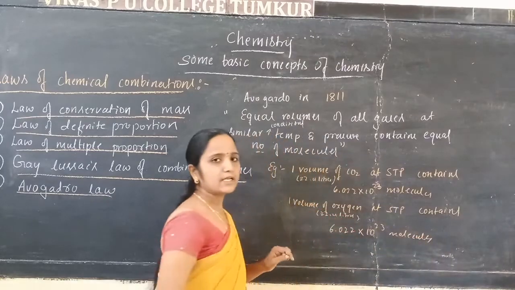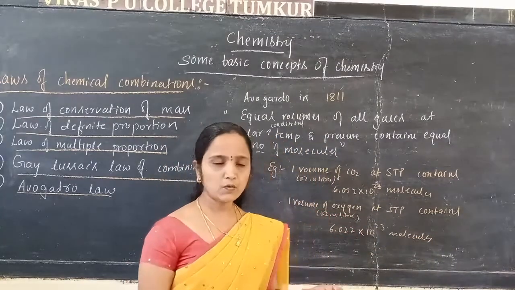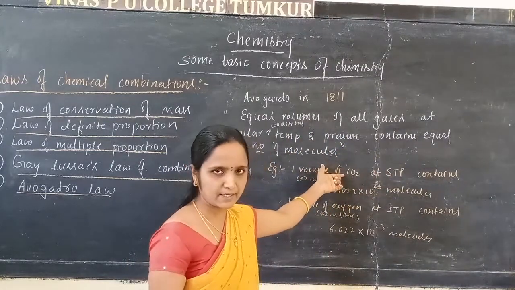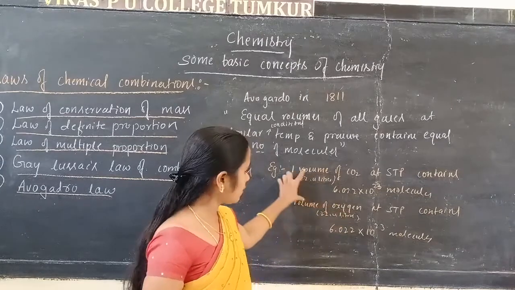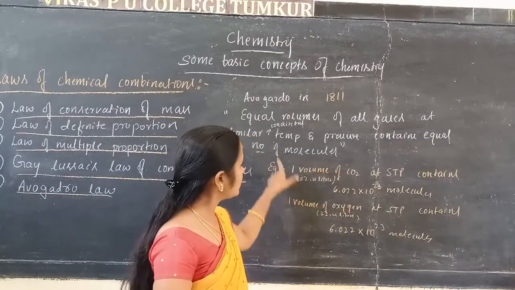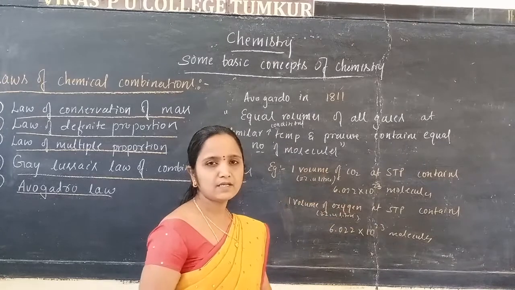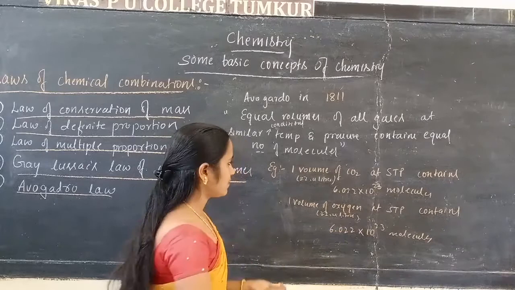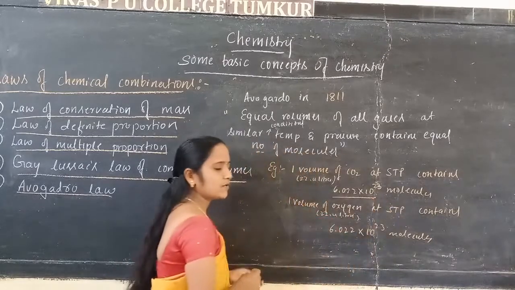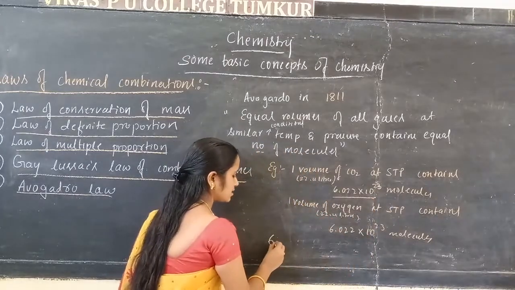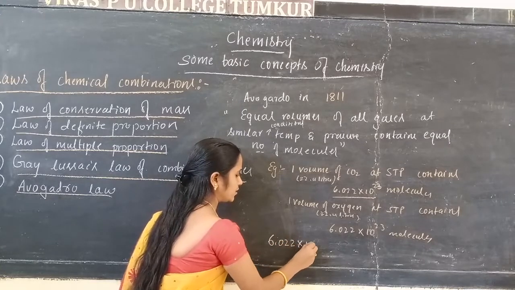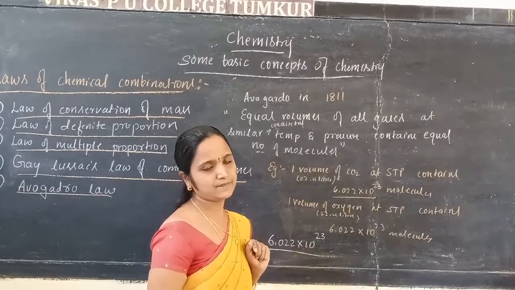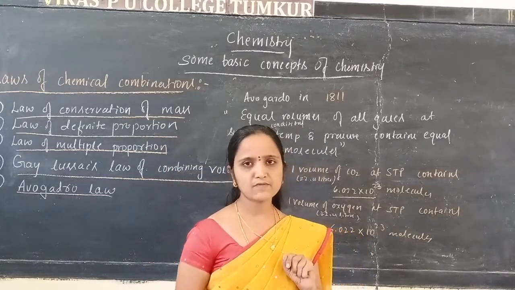It means equal volumes of all gases, whether carbon dioxide or oxygen, at similar temperature and pressure contain an equal number of molecules. This we call Avogadro's constant, which is 6.022 × 10^23. You should remember this value.